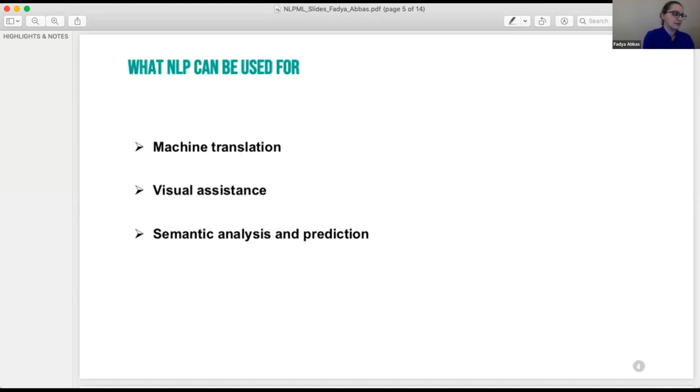Three, semantic analysis and prediction. NLP takes some text and tries to understand the context of the text. Then it can predict the overall meaning of the text or even predict the next word in the text.